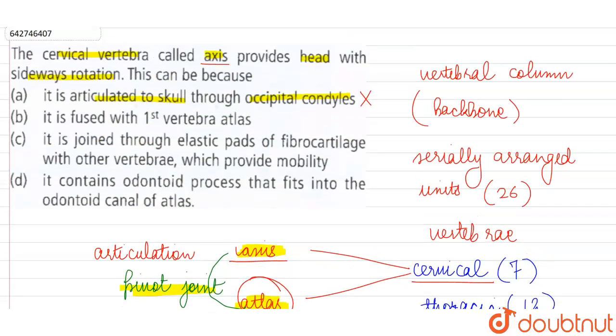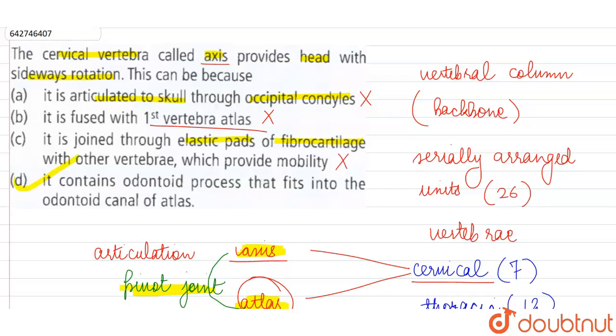Next, they are saying it is fused with first vertebra atlas. No, it is not a fused joint. If it was completely fused, then movement would not have been possible. Next, they are saying it is joined through elastic pads of fibrocartilage. Again, we've already mentioned it's not a cartilaginous joint.